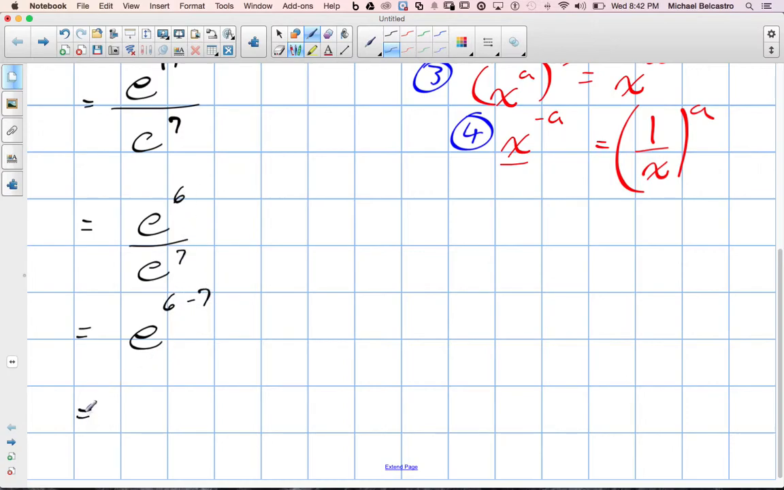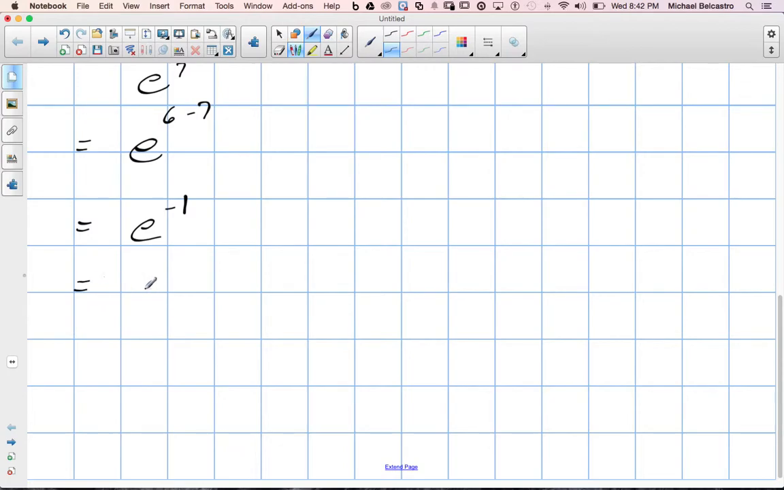So what does that become? -1. Great. And what if they tell us they want it to be a positive exponent in the end? Flip it. Yeah. So how would I write that? 1 over e. Yeah. All to the power of 1. Yeah. And do we have to write 1 really? No. No, it doesn't change anything. So we have 1 over e is our simplified answer.